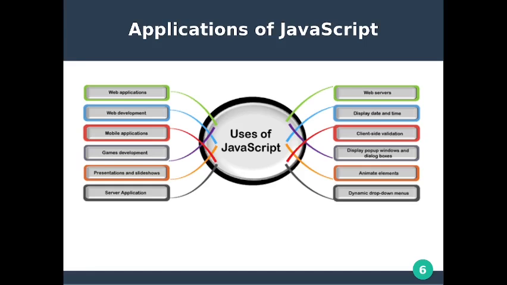Then what are the applications of JavaScript? There are so many applications of JavaScript: web applications, web development, mobile applications, game development, presentations and slideshows, server applications, web servers, display date and time, client-side validation, display pop-up windows and dialog boxes, animation. For animation we can use JavaScript, and for dynamic drop-down menus, we can use JavaScript.